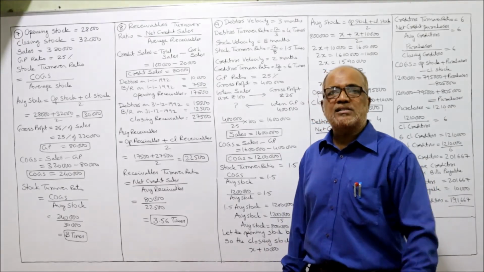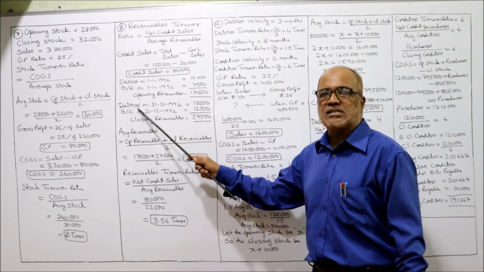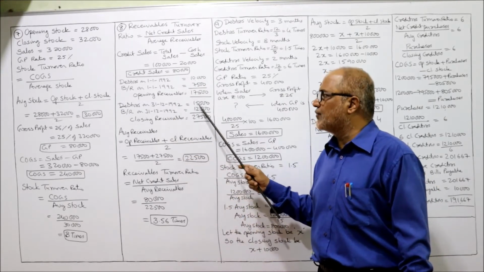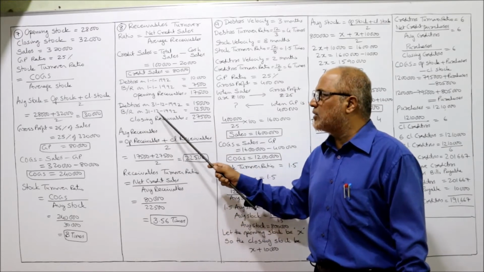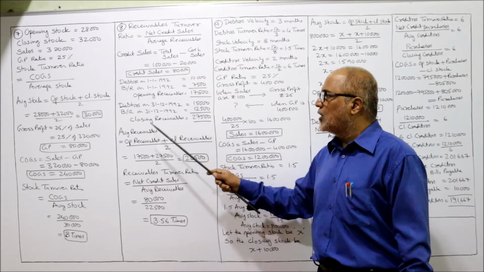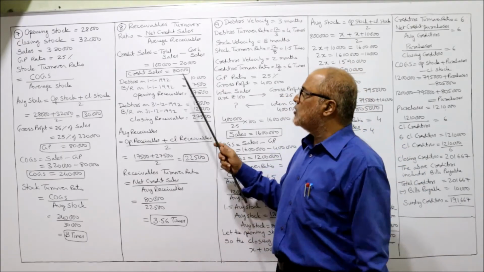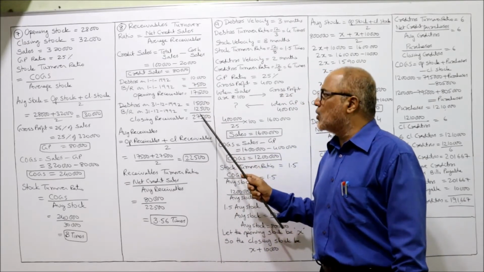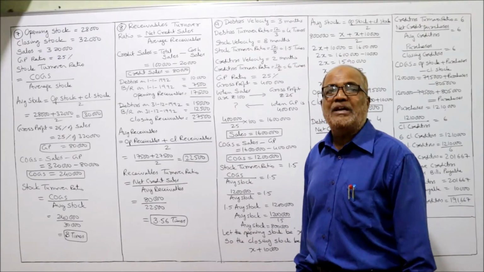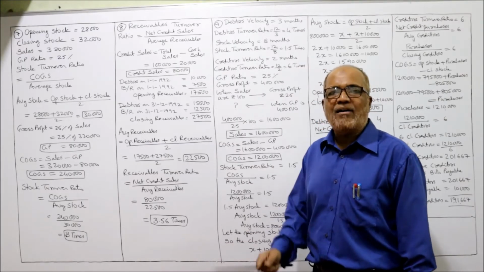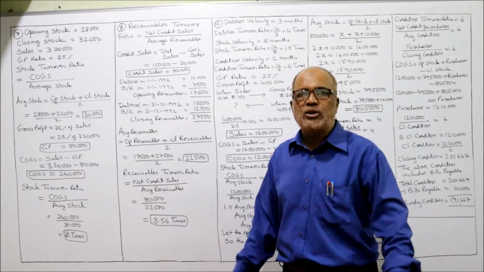Now we need closing receivables. So closing debtors on 31st December 92, 15,000. Bills receivable on 31st December 92, 12,500. So closing receivables are 27,500. So opening receivables 17,500, closing receivables 27,500. We need the average. Average means opening plus closing divided by 2.